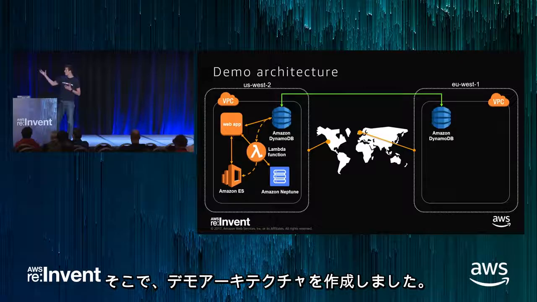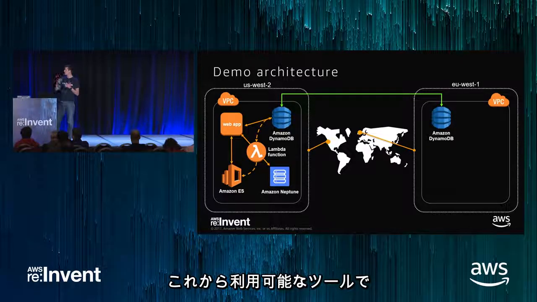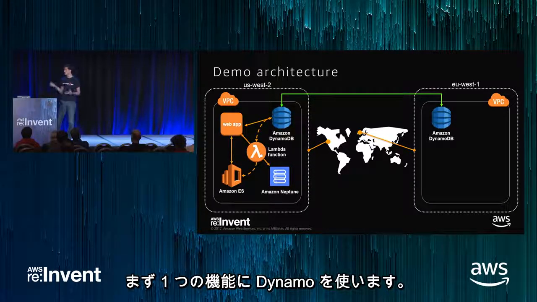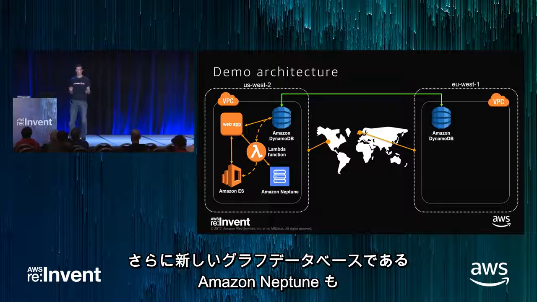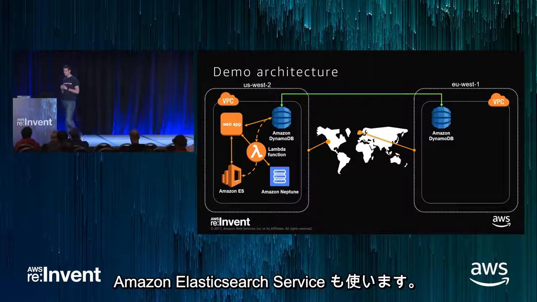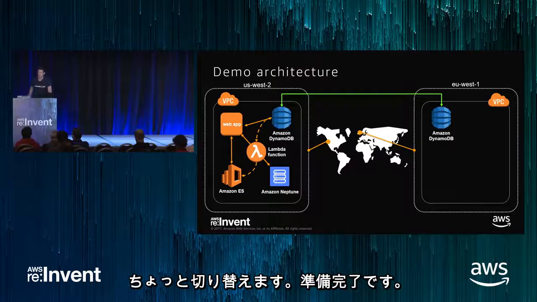So we've created a demo architecture, and what we're going to show is how to build a purpose-built application using the tools at our disposal. We're going to use Dynamo for one function, what it's very good at. We're going to use Amazon Neptune, a new graph database, for what it's very good at. And we're also going to use Amazon Elasticsearch Service. So let me switch over.